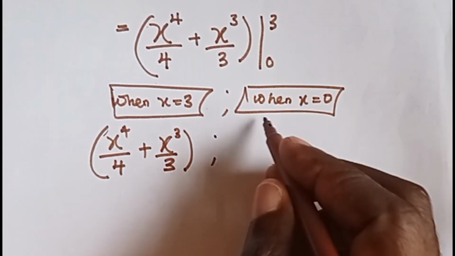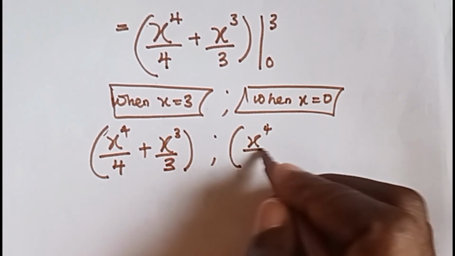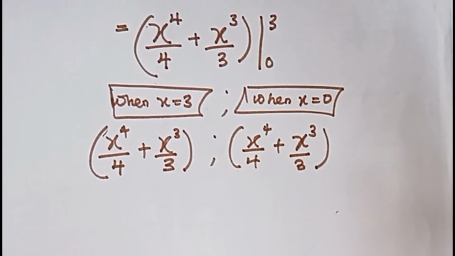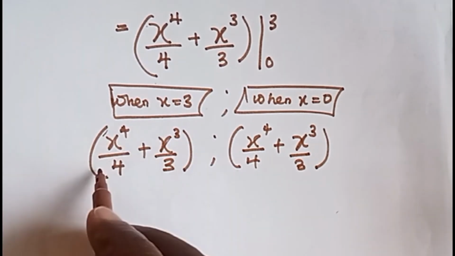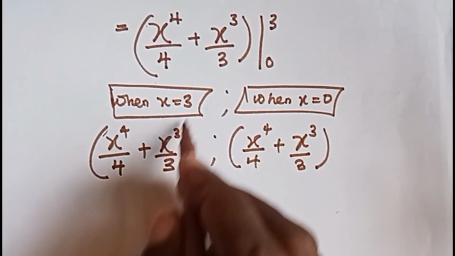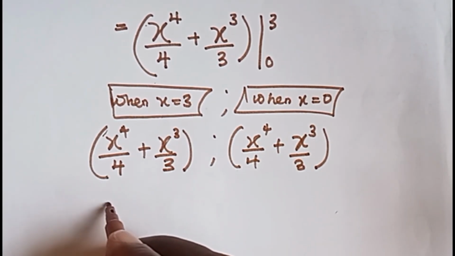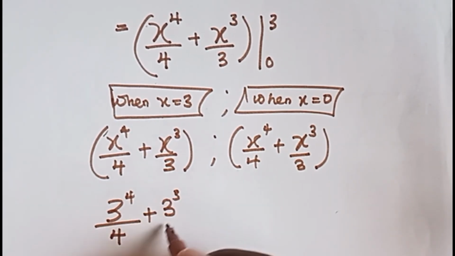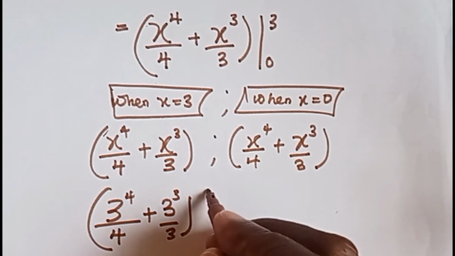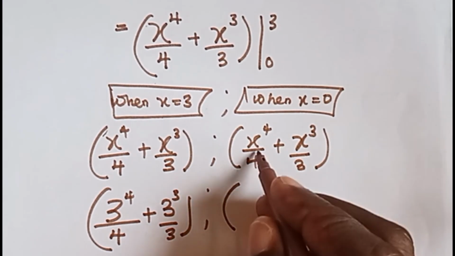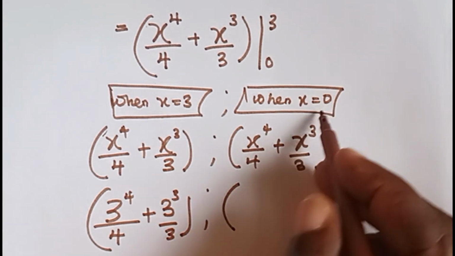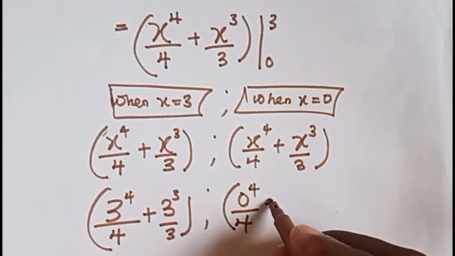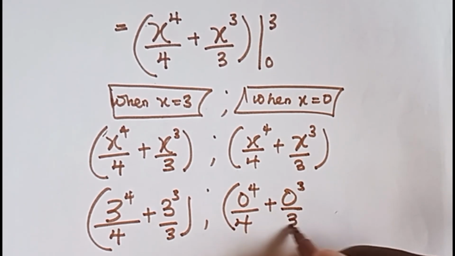And then we write the same for x equals 0, x⁴ over 4 plus x³ over 3. So you substitute for x. Anywhere we see x in this expression, we write 3. So we have 3⁴ over 4 plus 3³ over 3. And for this, anywhere you see x, you write 0, so 0⁴ over 4 plus 0³ over 3.